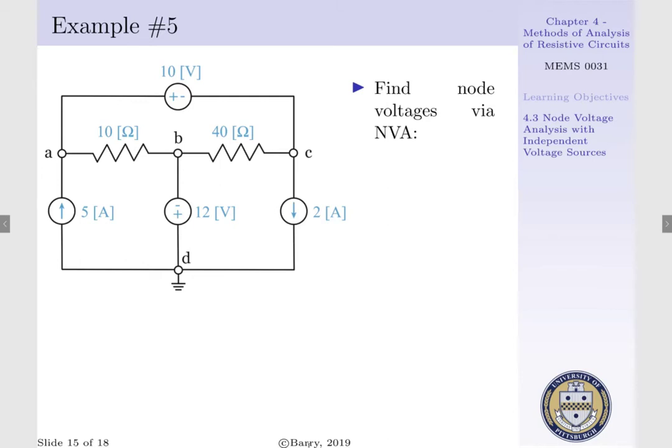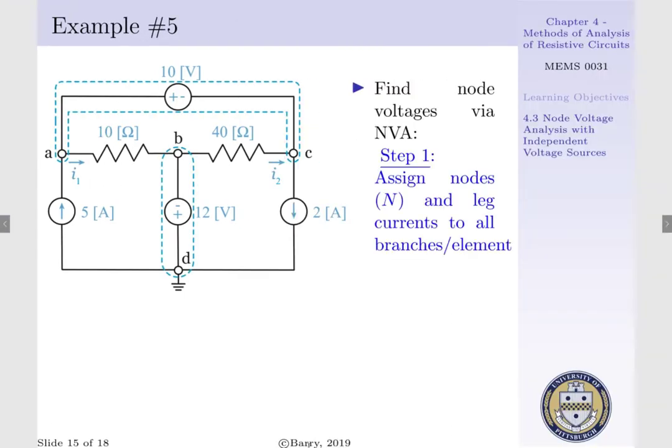Lastly, let us consider example 5, where we want to determine our node voltages using node voltage analysis. We will proceed with our standard 4-step solution methodology. Step 1 is to assign nodes, where we have A, B, C, and D designated on the schematic on our left, where D corresponds to our ground, as well as our leg currents.